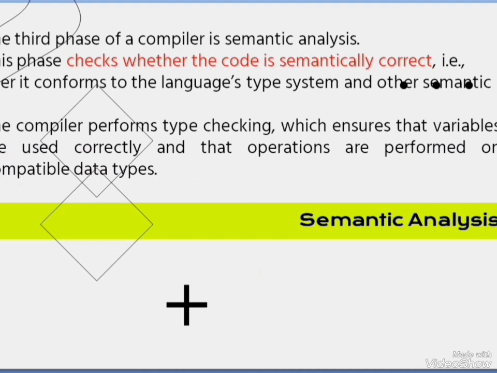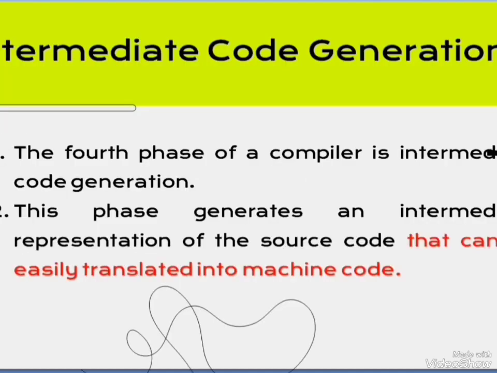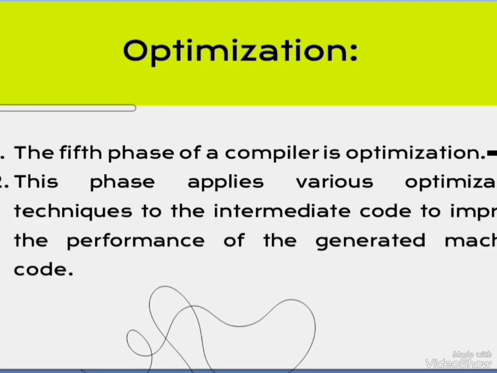Okay, third is semantic analysis. In this semantic analysis, they have to check whether this code is correct or not. And next, that is the synthesis phase, intermediate code generation. In intermediate code generation, they have to generate intermediate code, so that they can easily translate it to the machine code.